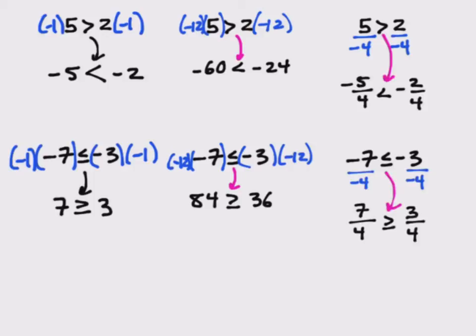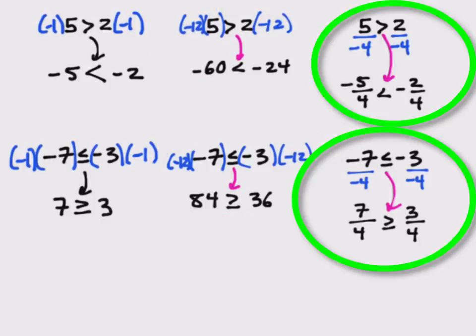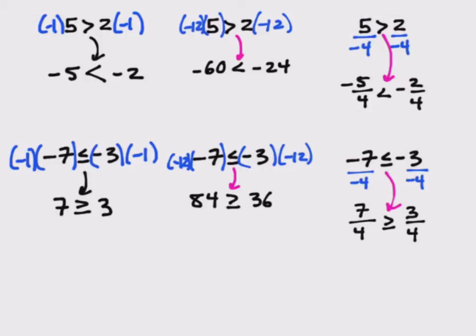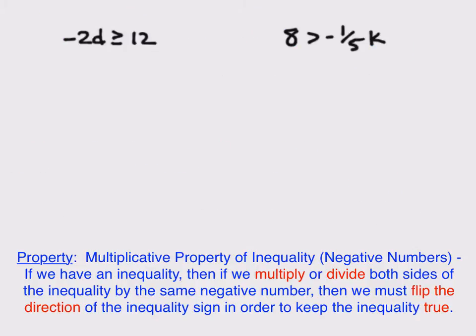Wow! It seems that in every single example, whether we multiplied both sides of the inequality by a negative number or divided both sides of the inequality by a negative number, we had to switch the direction of the inequality sign in order to keep that statement true. And this brings us to our next property of inequality. If we multiply or divide by a negative number, then we're going to have to flip the direction of the inequality sign in order to keep that statement true. Here are a few examples that highlight this new property of inequality.